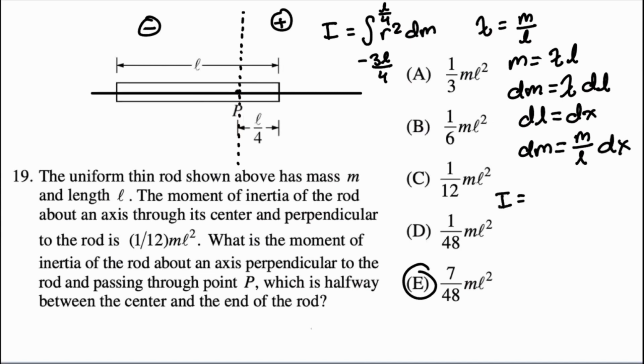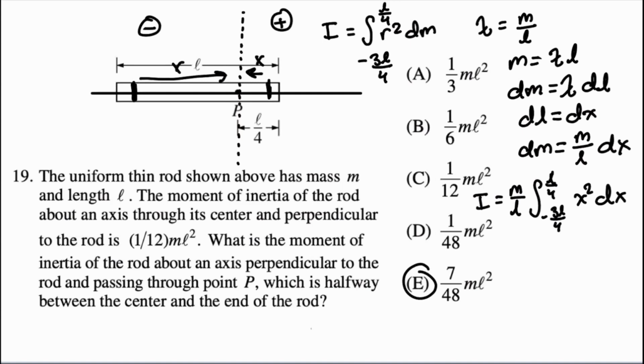And so we're going to get I is equal to the integral from negative 3L over 4 to L over 4 of x squared, or excuse me, I should put the m over L over here since it's a constant, x squared dx. And I replaced the r with x in this case because no matter where alongside the rod you choose to be, it will always be a distance of x units away. It doesn't matter where, it will always be x units away.